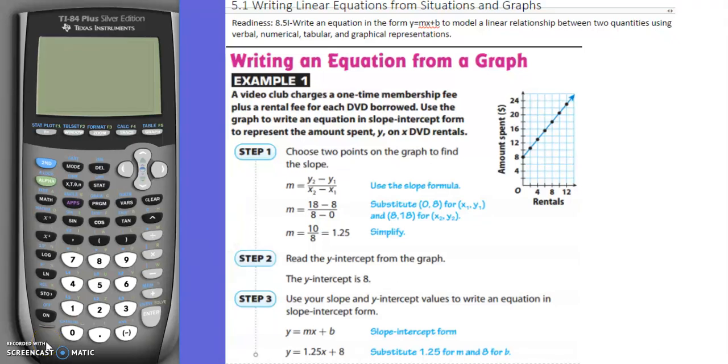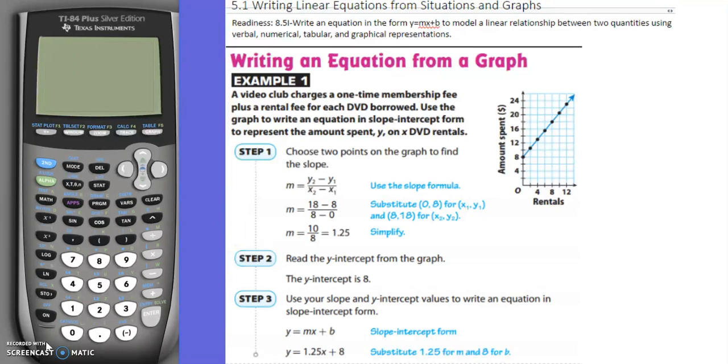Writing linear equations from situations and graphs. Example 1. A video club charges a one-time membership fee plus a rental fee for each DVD borrowed. Use the graph to write an equation in slope-intercept form to represent the amount spent on DVD rentals.